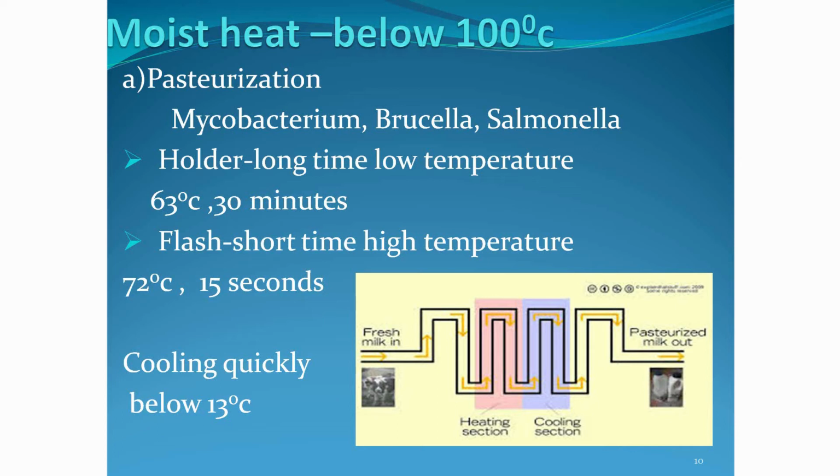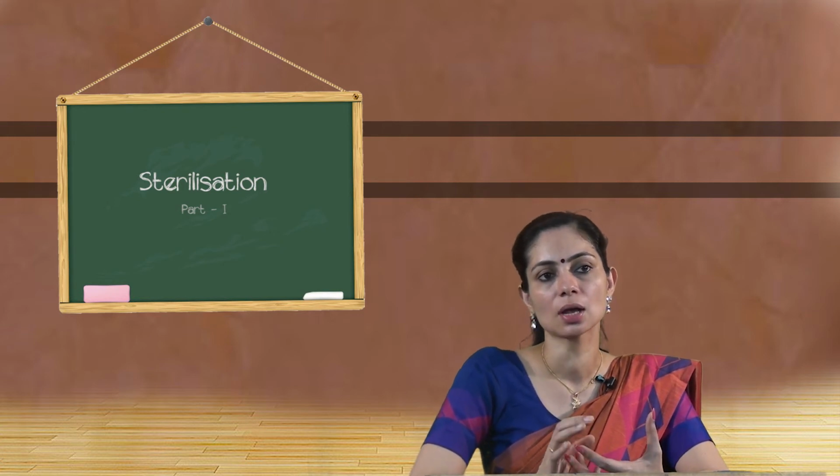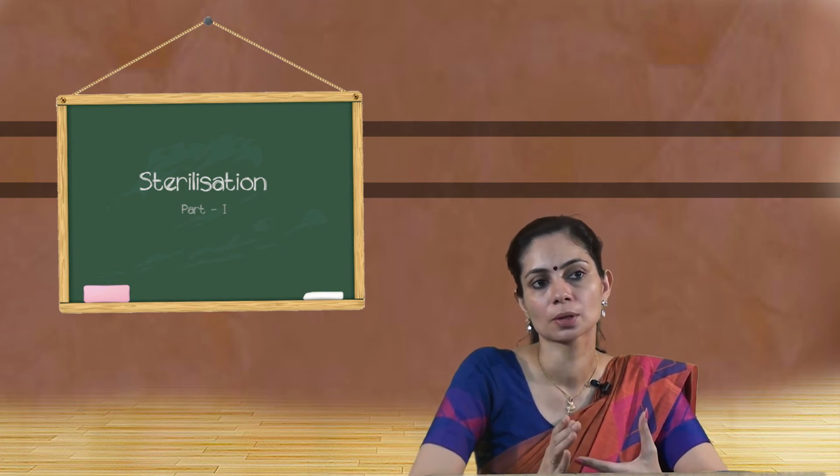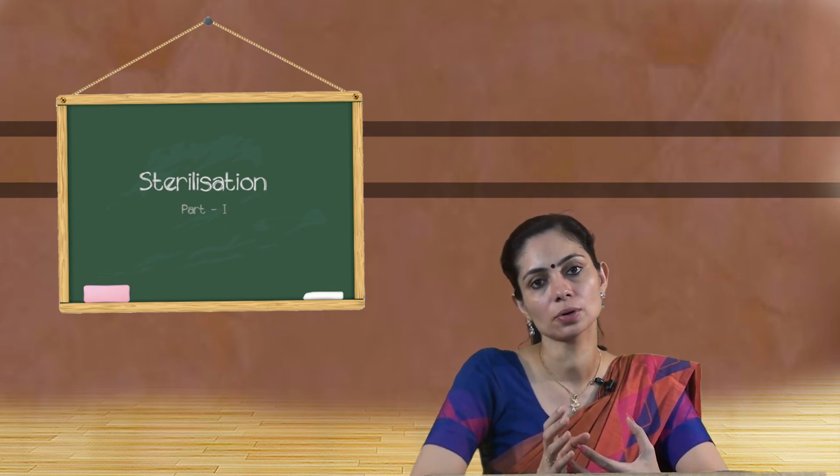In the holder method, you expose the milk for a longer time, but the temperature is lower. In the flash method, you expose the milk for a shorter time, but the temperature is very high. In the holder method, we expose the milk to 63 degrees Celsius for 30 minutes. In the flash method, we keep it at 72 degrees Celsius, but only for 15 seconds.